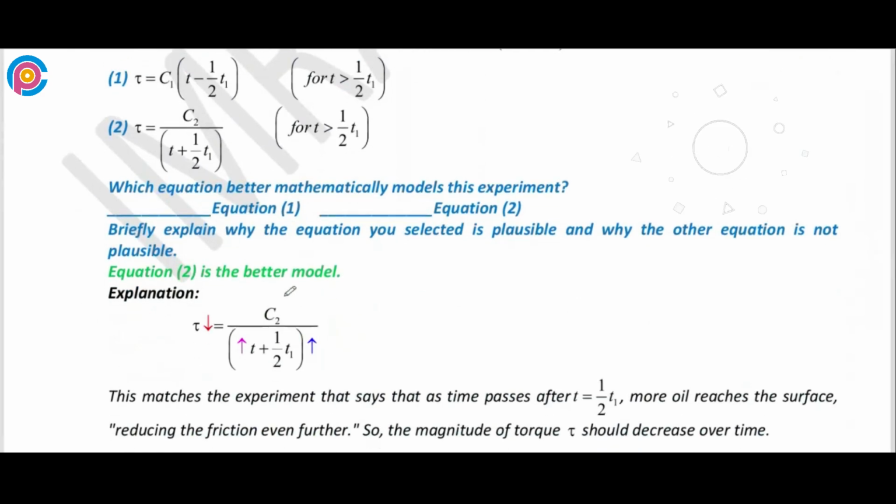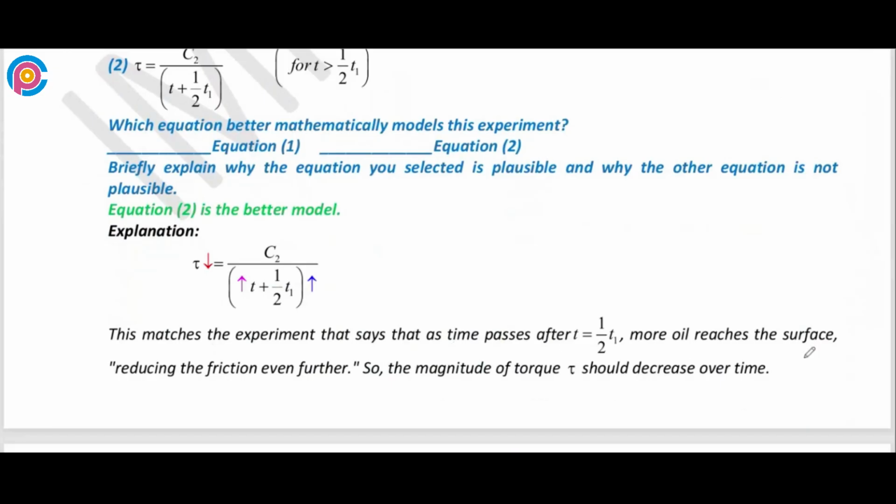Equation 2 is a better model because when time is increasing, the overall denominator is increasing. Tau is inversely proportional to it, so when the denominator increases, tau decreases. This matches the experiment. As time passes, more oil reaches the surface, reducing the friction further, so the magnitude of the torque should decrease over time. This equation represents that as time increases, tau decreases.